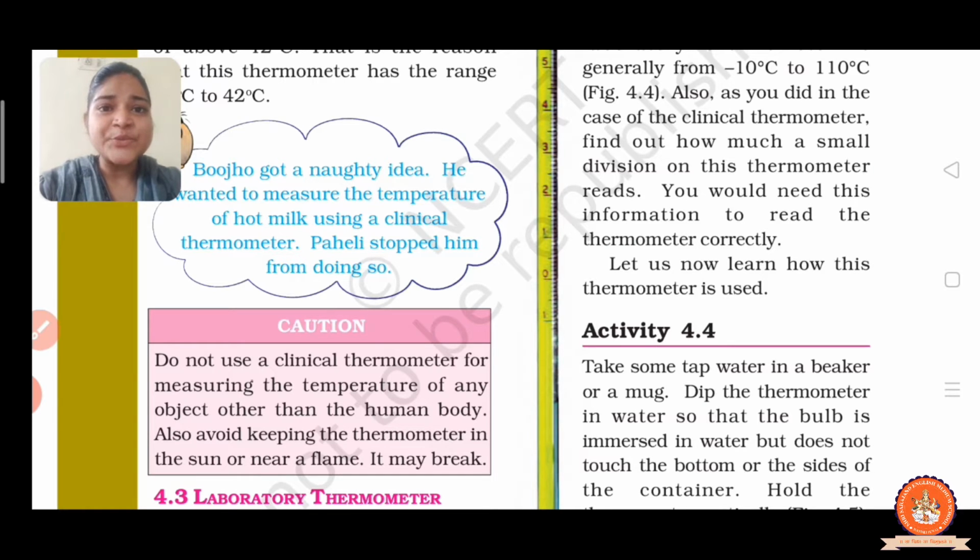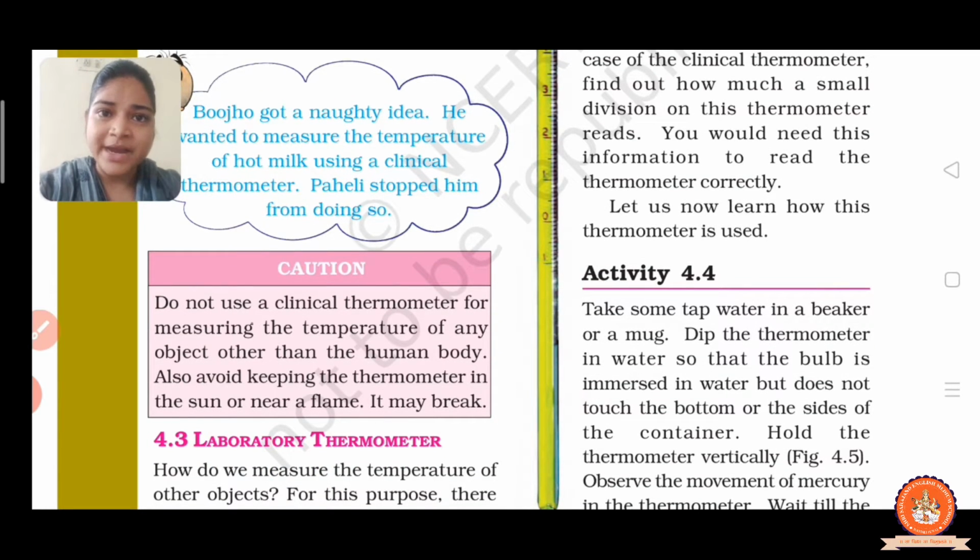So students, in our previous session, part 1, we discussed the clinical thermometer. You know the range of the clinical thermometer is minus 35 degrees Celsius to 42 degrees Celsius, right? And you know very well the clinical thermometer is used to measure the temperature of the human body.